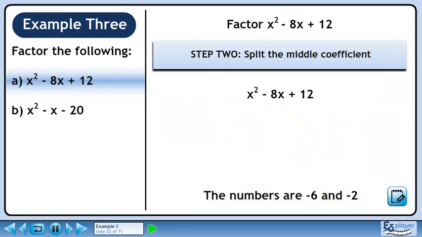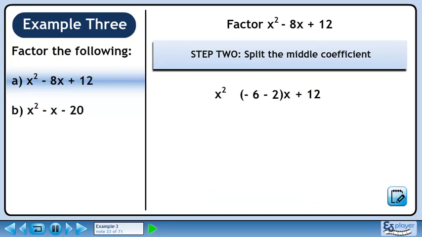In step 2, we'll split the middle coefficient. Eight is the same as minus 6 minus 2. Minus 6 times x is minus 6x. Minus 2 times x is minus 2x. The four-term polynomial is x squared minus 6x minus 2x plus 12.